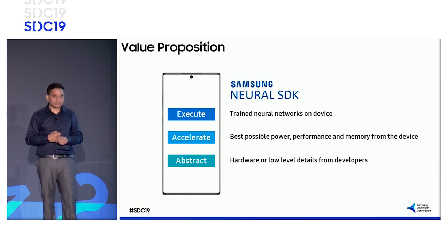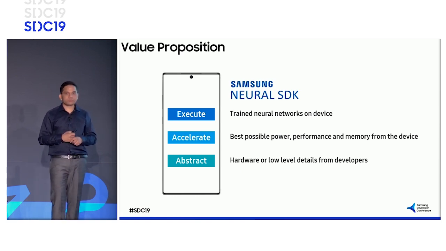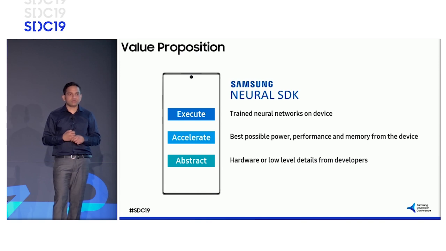So we started building this product 3 years back. And these are the 3 key goals that we had in our mind then, and these 3 goals continue to be the most important goals even today. For example, the first one is about enabling execution of trained neural networks on device.